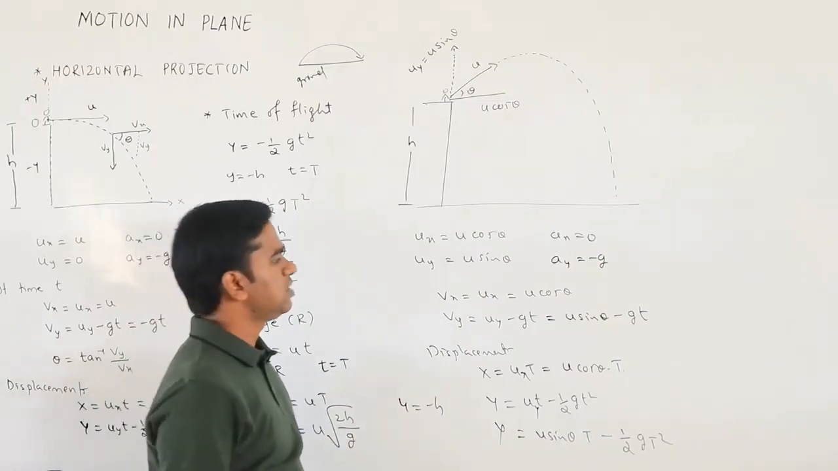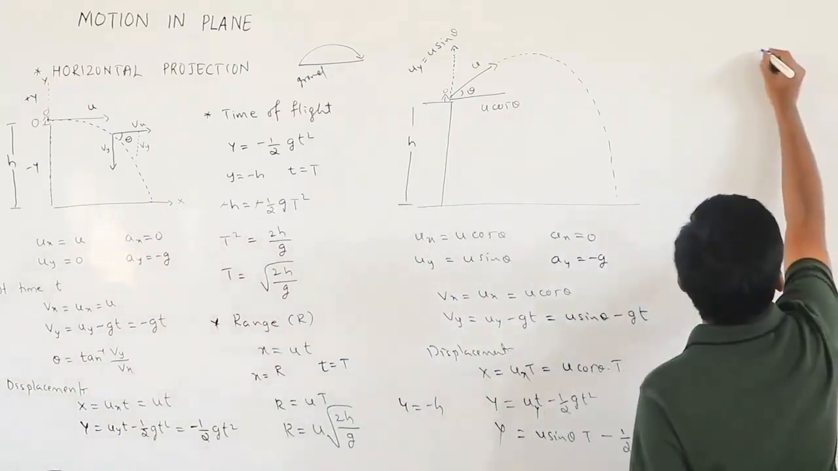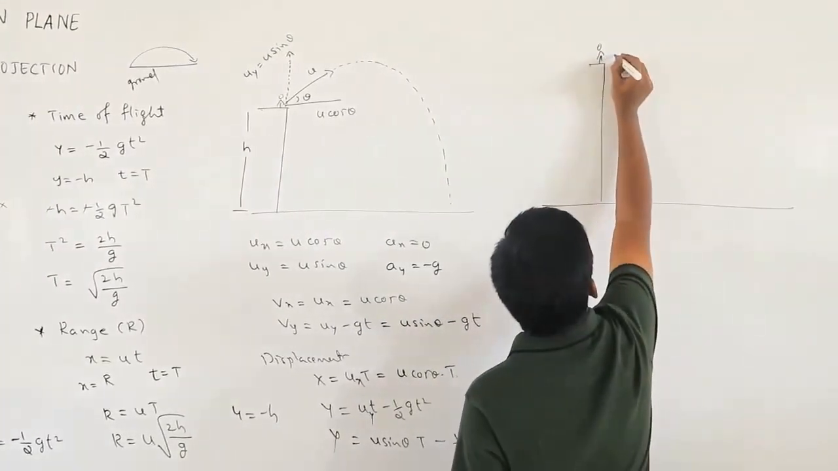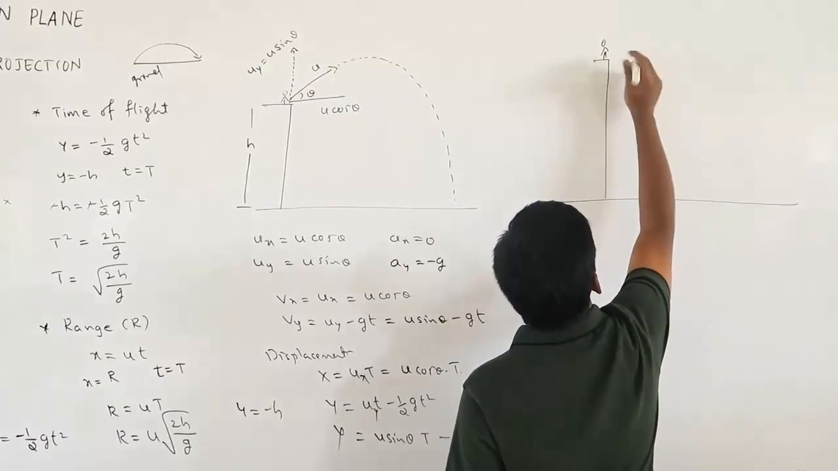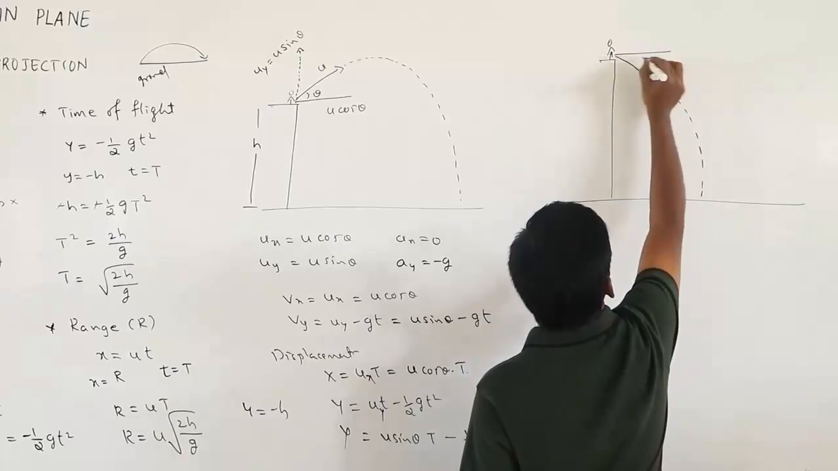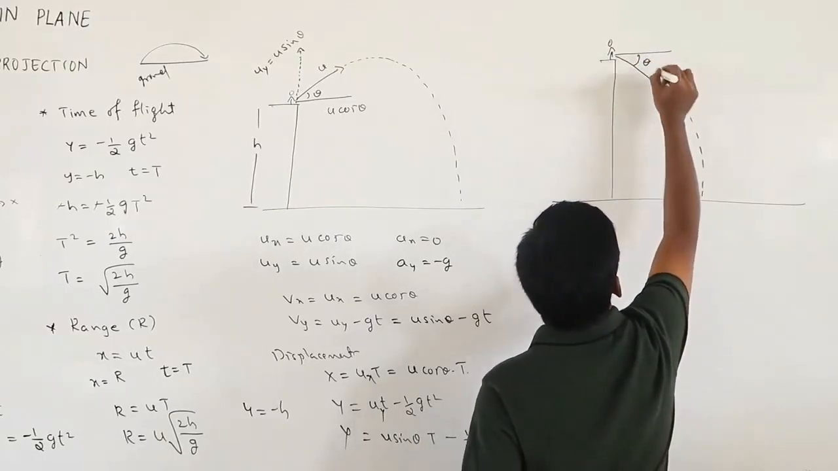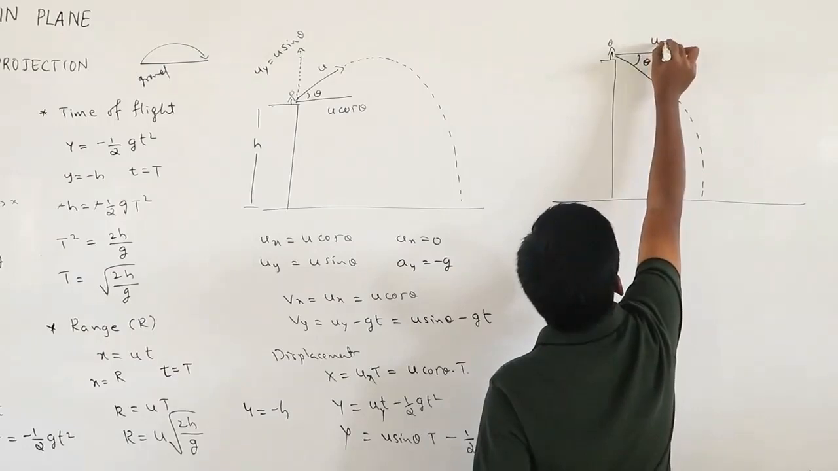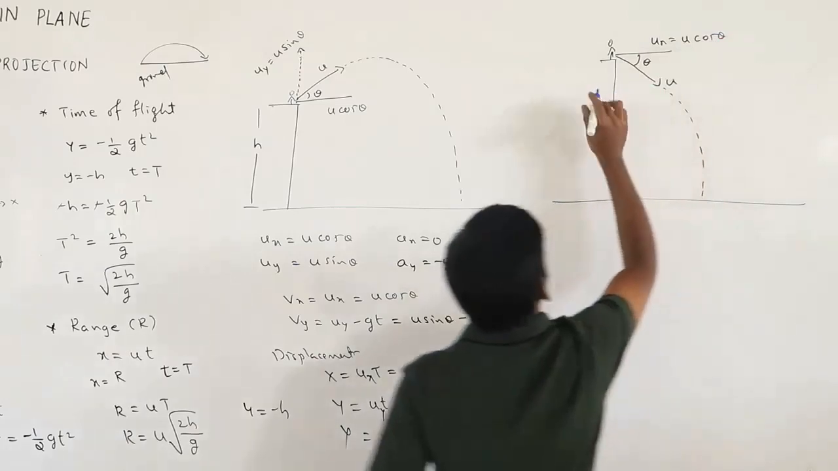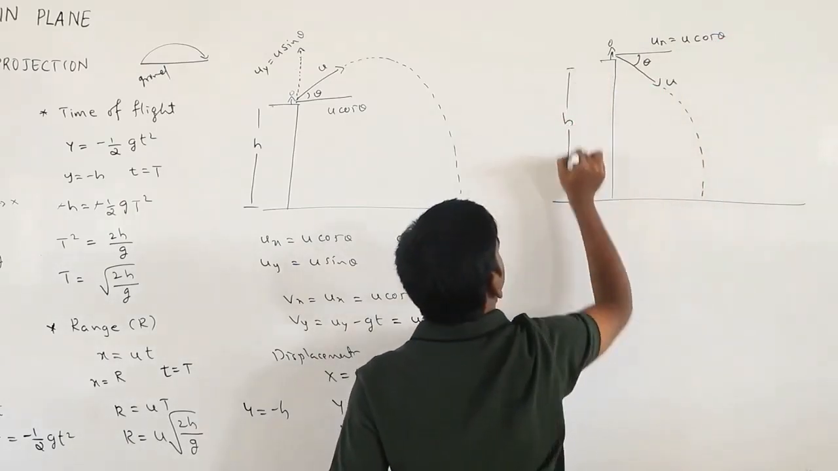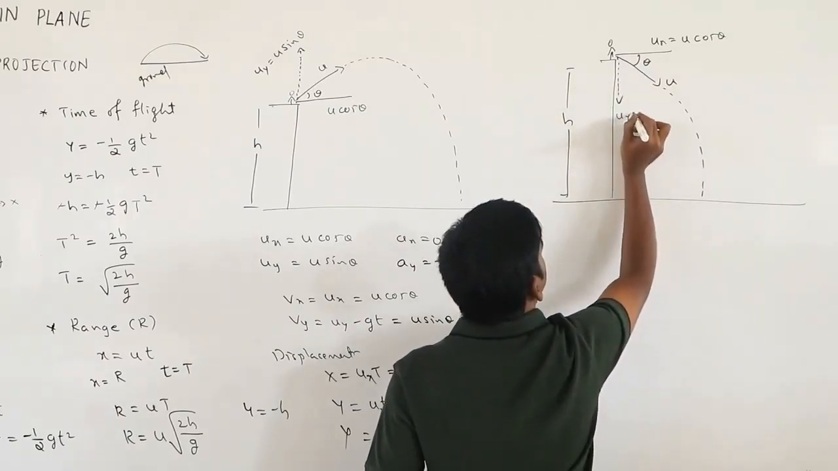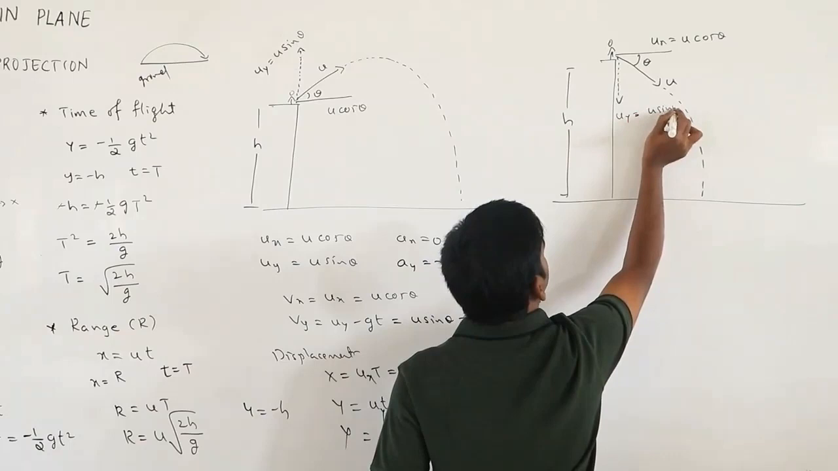Okay. Similarly, you may ask me if the situation is something like this. If I project from here only, instead of projecting in this direction, it is projecting in this direction, what will happen? It is making some angle theta over here. Now it is projecting with u. What is ux? Ux is u cos theta. Uy will be u sin theta, but it is along the negative direction.